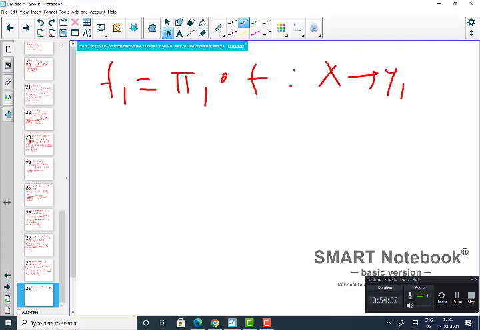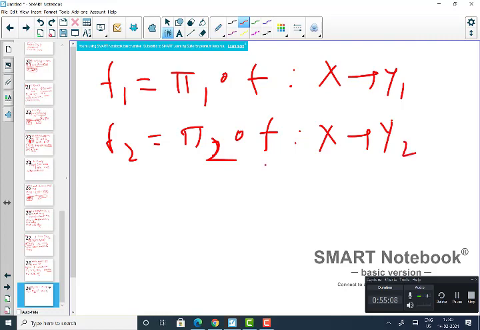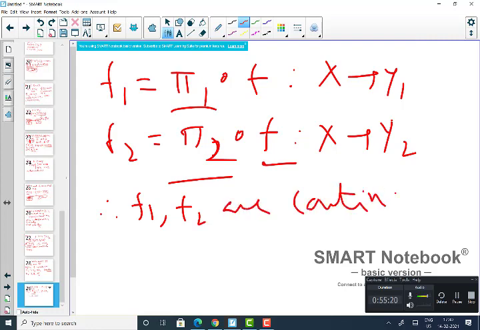Because f takes the map from x to y1 cross y2, and then the projection takes the map from y1 cross y2 to y1. Similarly, your f2 is actually the map pi 2 composed with f, the same idea. And you know that f is continuous, given, and projection maps are also continuous, we learned in product topologies, and hence the composition of two continuous maps is continuous. So this implies that f1, f2 are continuous. Right, so one direction is not so difficult.